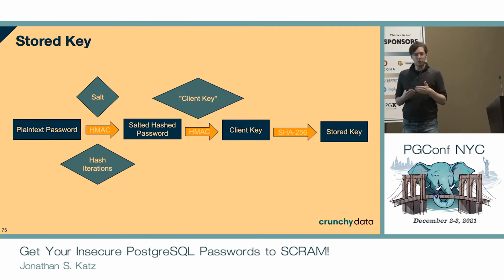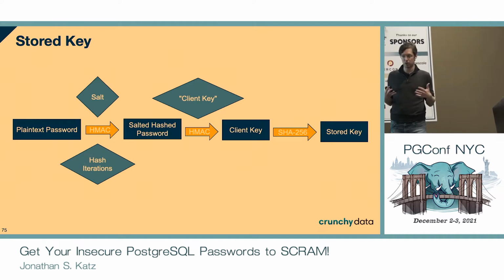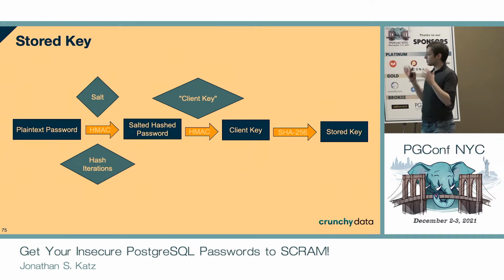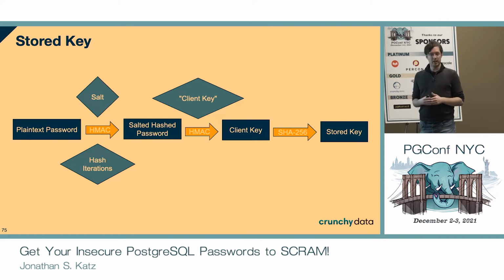So the client key and server key are going to be an important part of our verification process. And the server needs to be aware of at least what the stored key and the server key are in order to complete the actual SCRAM authentication. To get the client key, you create an HMAC message, you're basically signing "Client Key" as the message, and you're using the salted hash password as the key to get it. And then you take a SHA-256 of it to get the stored key.